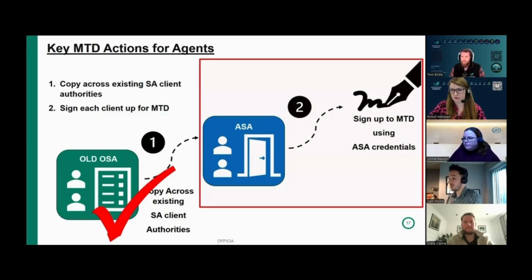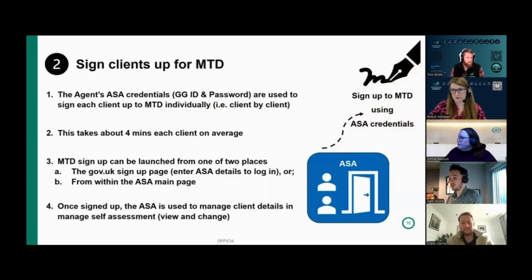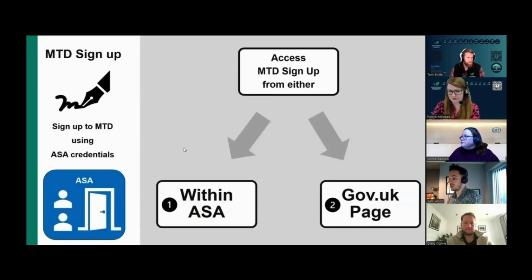Second action is sign up. So once you've done that first action and once the agent services account knows all about those existing authorizations, you can start signing people up. So sign up, you use your agent services credentials. It takes about 4 minutes on average. There's two places from which you can start the sign up journey, but they both put you into the same sign up journey. And then once you signed up, you use your agent services account to manage those client details.